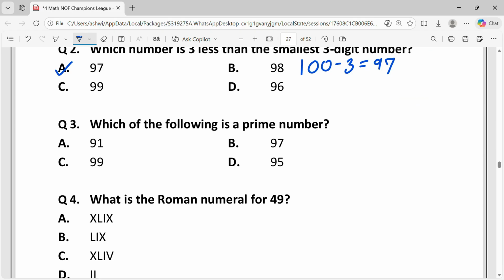Question 3. Which of the following is a prime number? A prime number is a natural number greater than 1 that has no positive divisor other than 1 and itself. From the given options, 97 is a prime number.